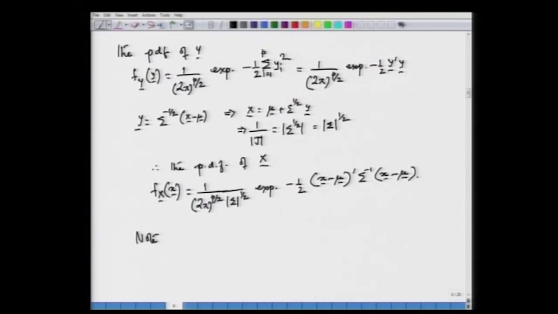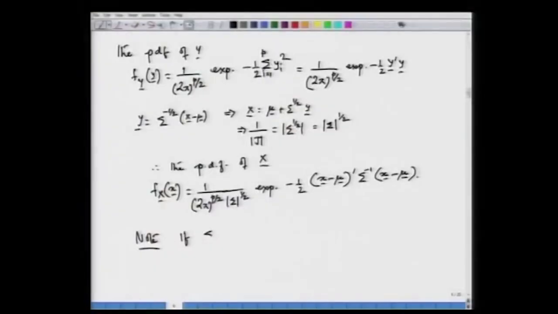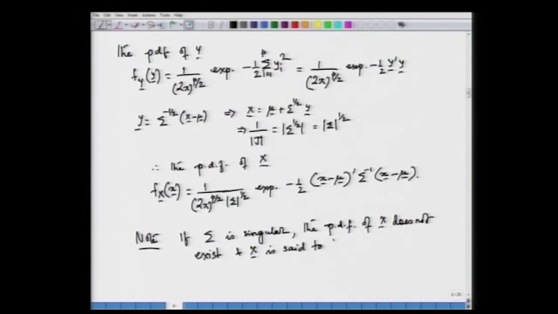Make a small note here that we had started with sigma being a positive definite matrix. If sigma is singular, the covariance matrix, strictly speaking, can be positive semi-definite. So, if sigma is singular, the PDF of x does not exist, very naturally, because sigma inverse does not exist in that case, and x is said to follow a singular multivariate normal distribution.